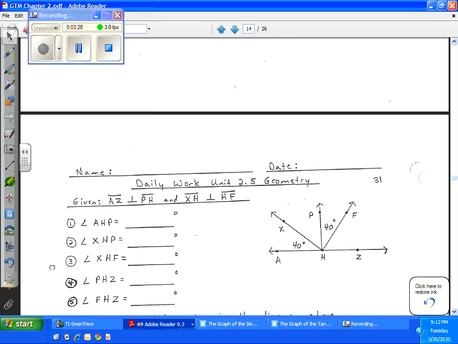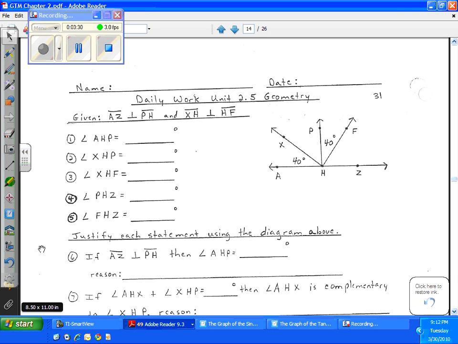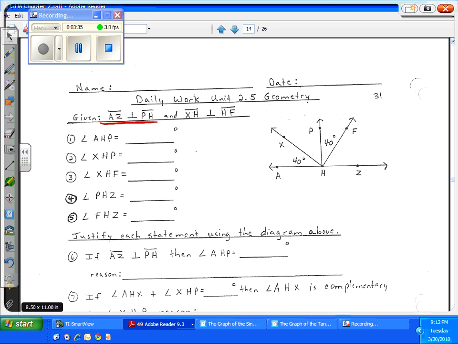Okay? So here's the daily work. It says given that AZ is perpendicular to PH, what can we conclude from that? Well, we can conclude that angle AHP is equal to angle ZHP, and that each of those two angles, angle AHP and angle ZHP, is 90 degrees.